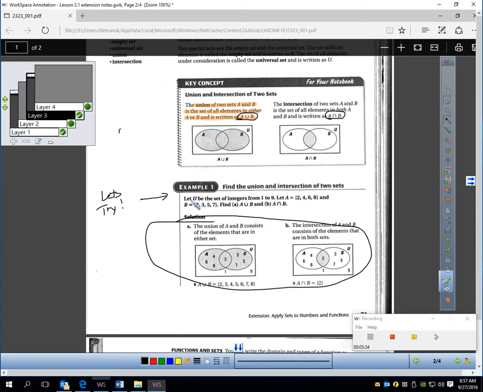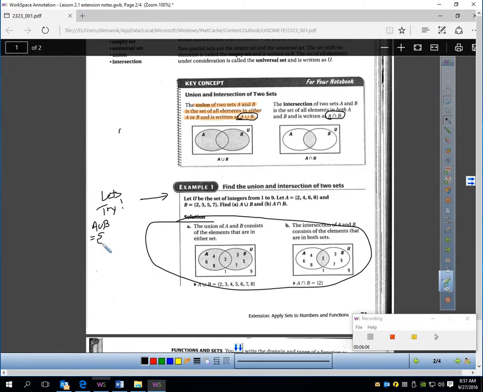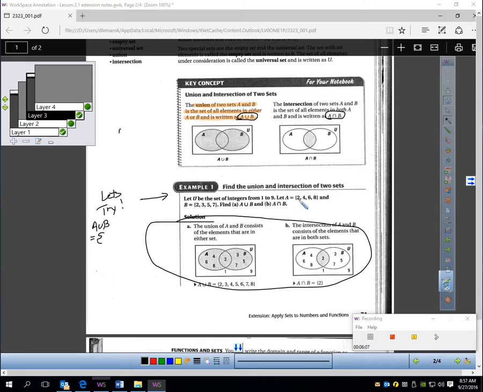It says, let the universal set be the set of integers from 1 to 9. Let set A be the numbers 2, 4, 6, 8, and set B be the numbers 2, 3, 5, 7. Find A union B. A union B means we're combining both sets together. So remember, use braces, and what do these sets have? Well, they have a 2, 4, 6, 8, 3, 5, and 7.